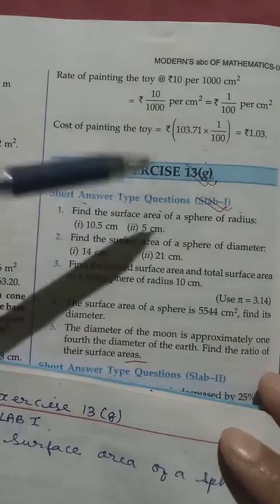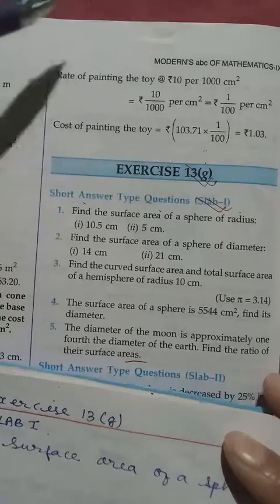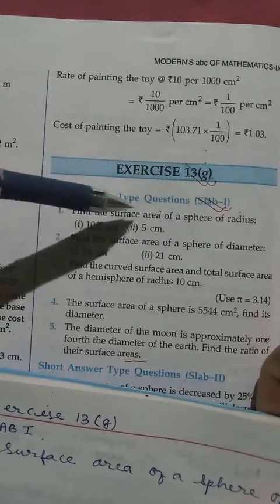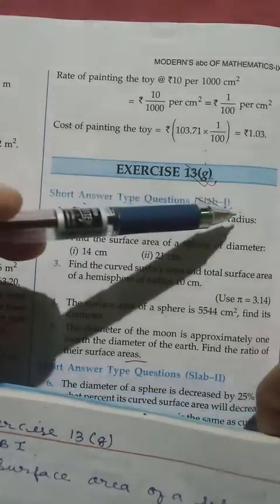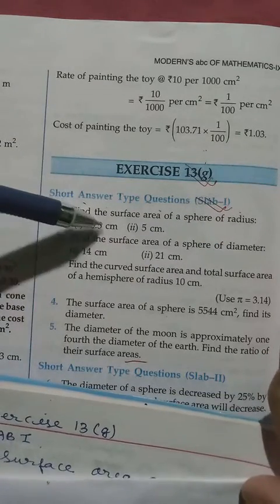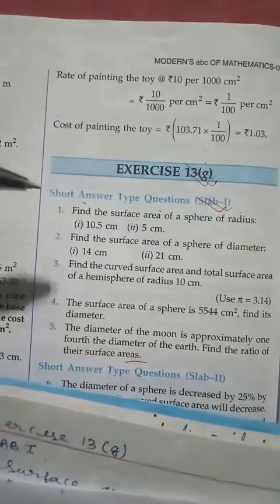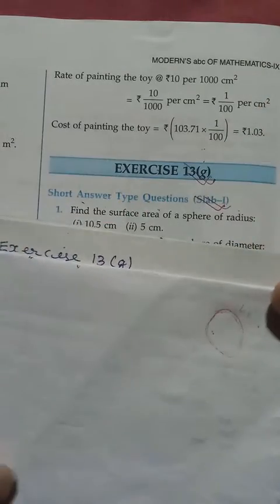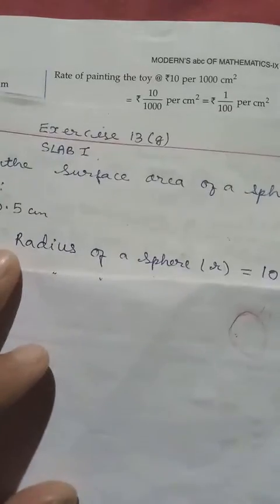Today, let us start with exercise 13G, mensuration. We have to find the surface area of a sphere whose radii are given to be 10.5 cm and 5 cm. We know the sphere is round, like a ball, so the surface area will be 4 times the area of a circle. That means 4 pi r square. The radius we know, so we can apply the formula directly.